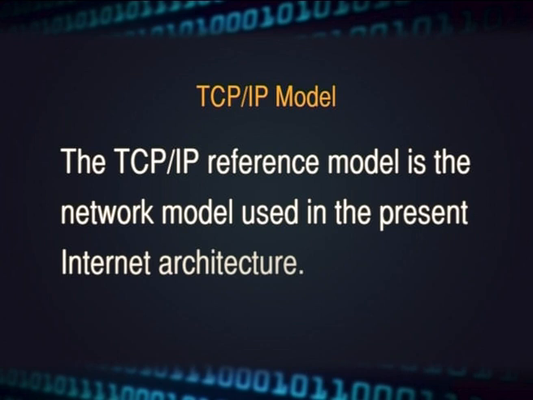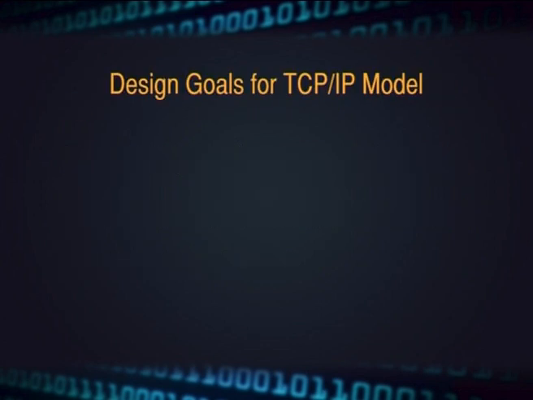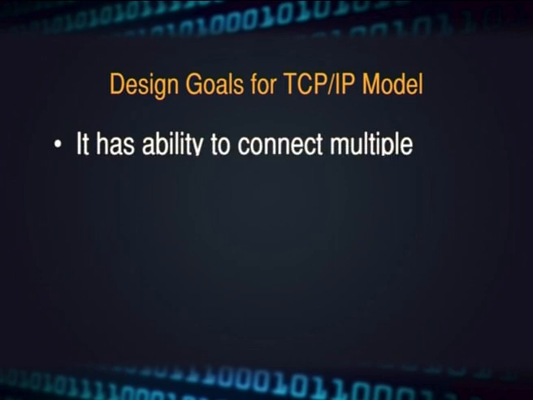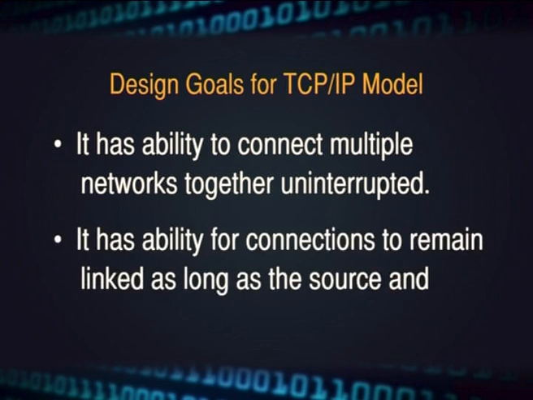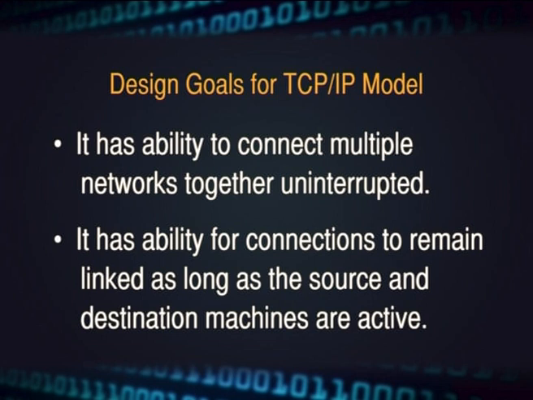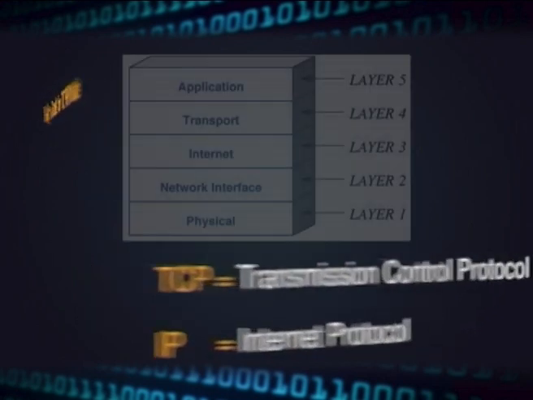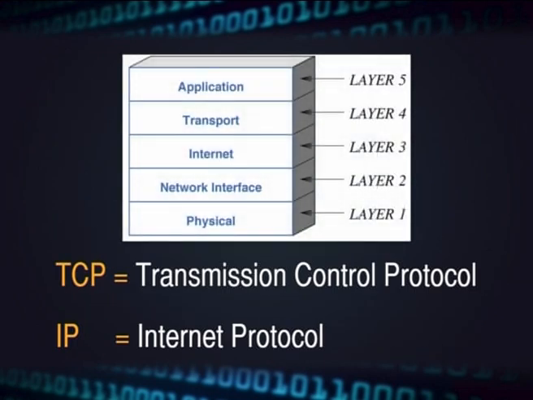The TCP/IP reference model is the network model used in the present Internet architecture. The major design goals for this model are: it has ability to connect multiple networks together uninterrupted. It has ability for connections to remain linked as long as the source and destination machines are active. This reference model was named on its main protocols, TCP, which stands for Transmission Control Protocol, and IP, that is Internet Protocol.